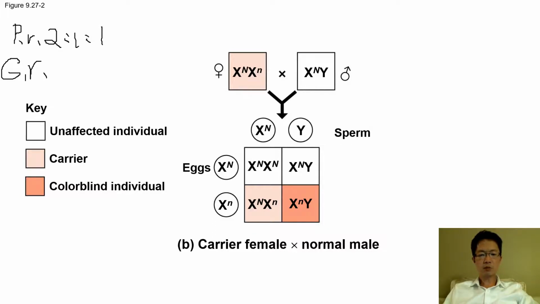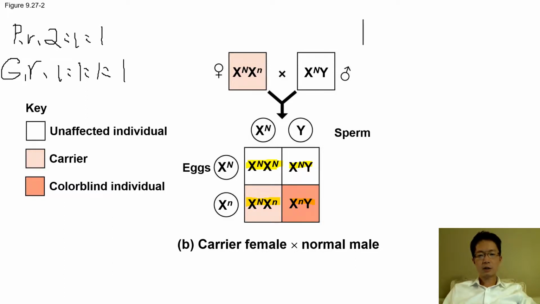The genotypic ratio is basically 1, 1, 1, 1. As you can see, on the X chromosome you have the homozygous dominant here, and a heterozygous here. But for male, it is different. It is the dominant with Y and then recessive with Y. So the genotypic ratio of all the children is 1, 1, 1, 1.